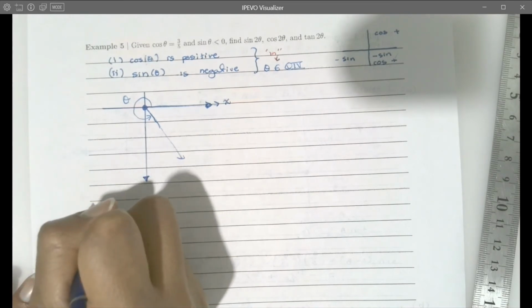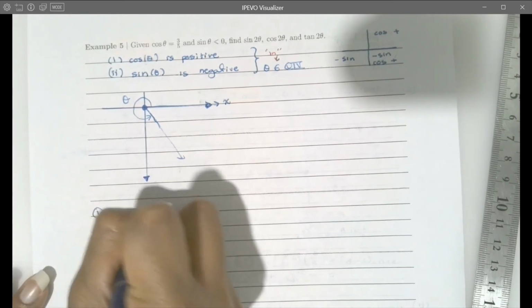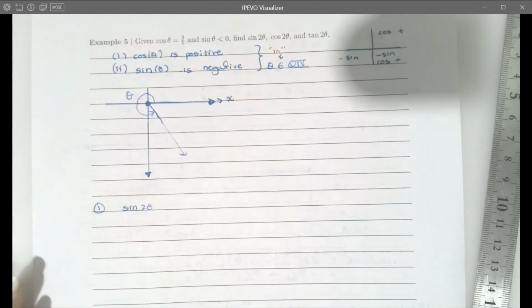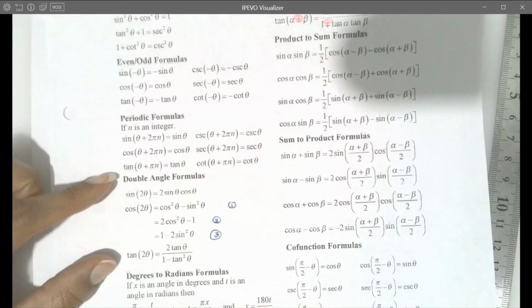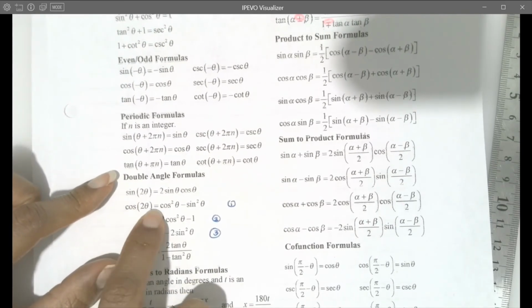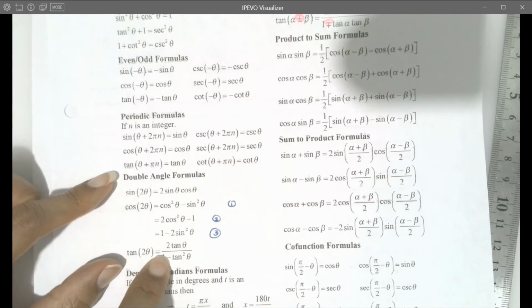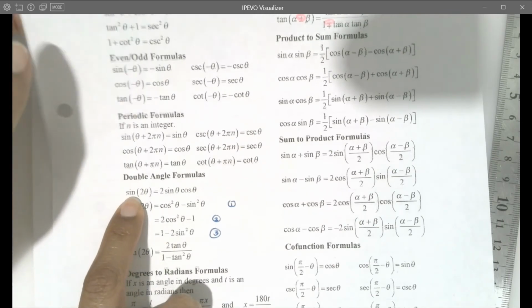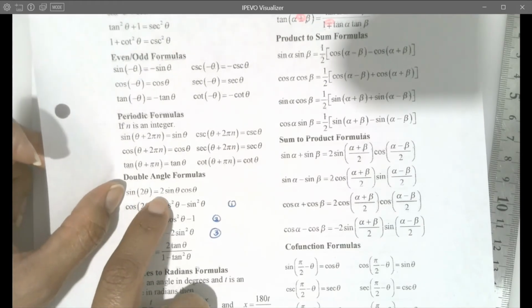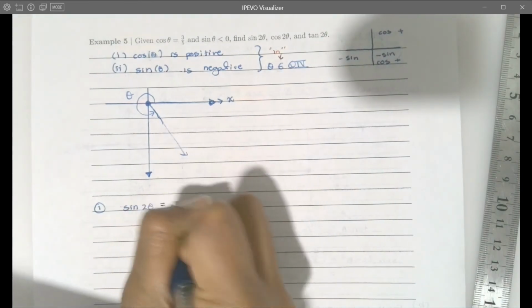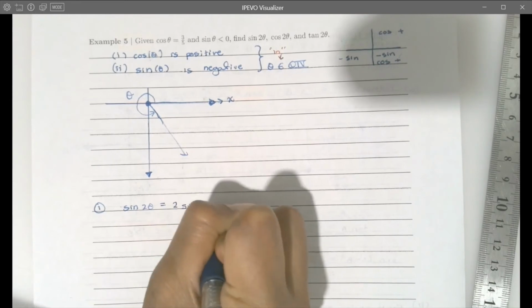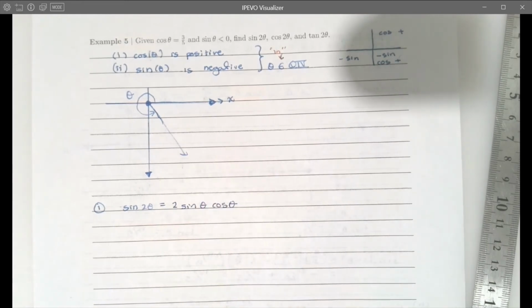So I'm going to focus on that part, sine of 2 theta first. If we look at the formulas in the identity sheet, there is one section called double angle formulas. And there we see sine of 2 theta, cosine of 2 theta, and tangent of 2 theta. So we can use the double angle formula, which tells us sine of 2 theta will be 2 times sine theta times cosine theta. Okay, now cosine theta was given to us.